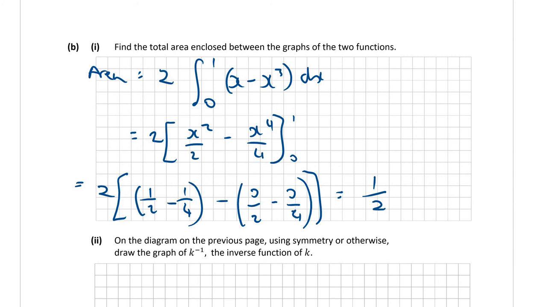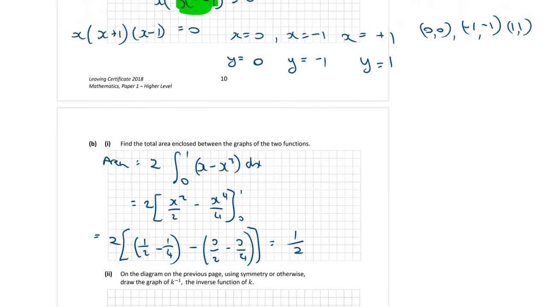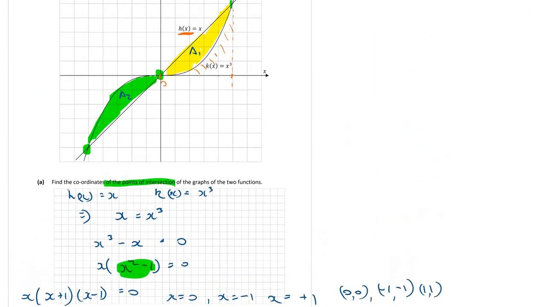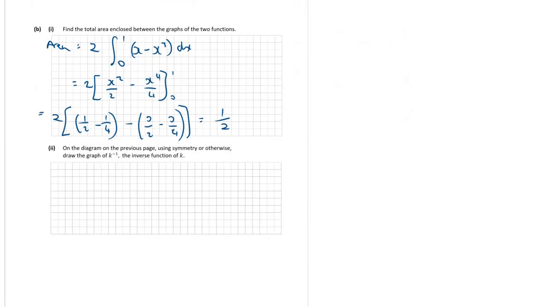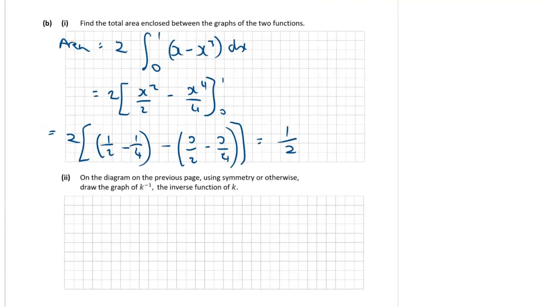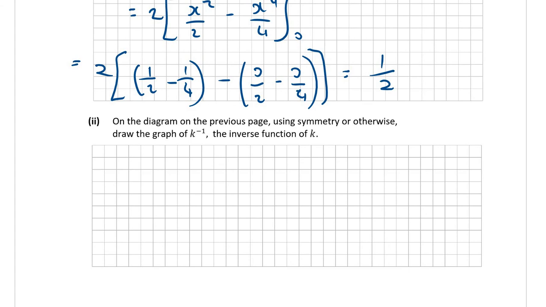So that is the total area enclosed, okay, between those 2 functions. So that means the area of one of them is 1/4. But we're asked for the area of both, so that is 1/2. On the diagram on the previous page, using symmetry or otherwise, draw the graph of k to the minus 1, the inverse function of k.